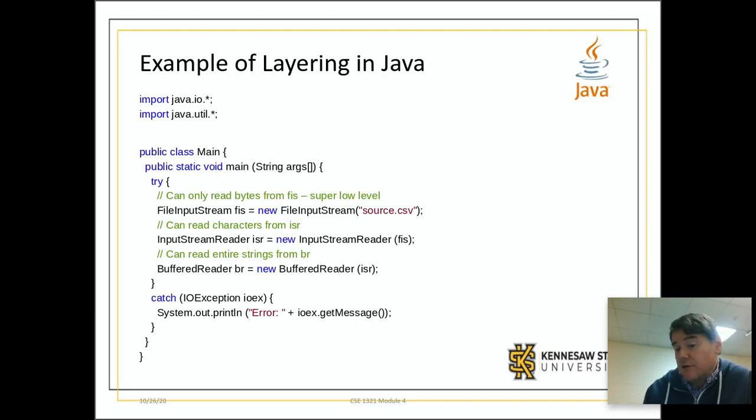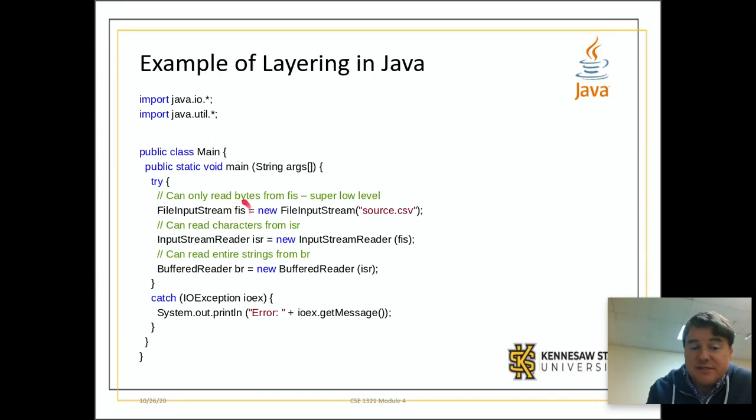Okay, so let's take a look at some code here. This is going to be an example of layering in Java. So we start off here and we get a new input stream. This is basically opening the file. We're assuming that the file name that we're dealing with here is source.csv. And what we are saying is we're getting a new file input stream. We're passing it the name of the file, which is source.csv, and we're storing that in a variable which we're calling FIS, which is of type file input stream.